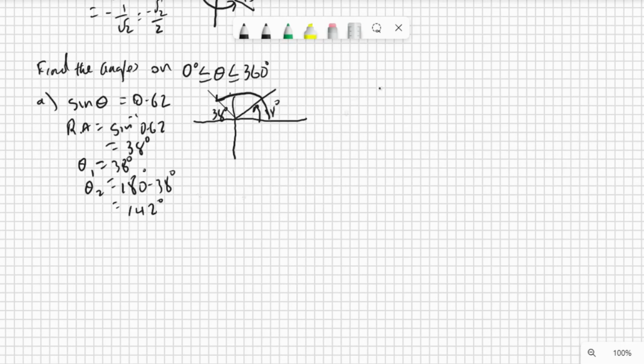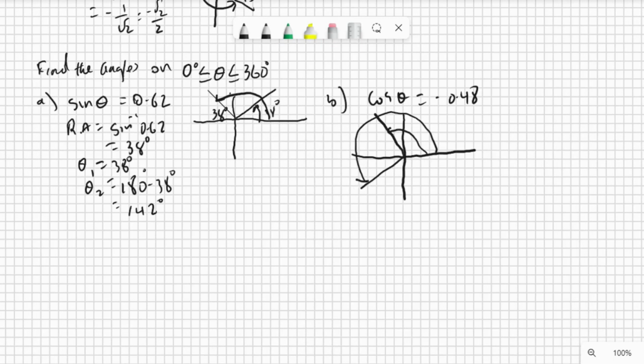So if I am given cosine theta is minus 0.48. So here I say, okay, my ratio is negative. It's cosine. Where is cosine negative? Cosine is negative in the second quadrant here, and cosine is negative in the third quadrant. So my two angles will be this and this. These are the two angles I have.